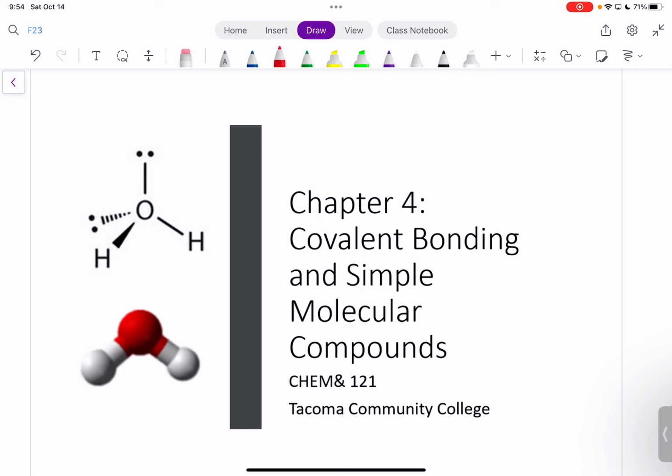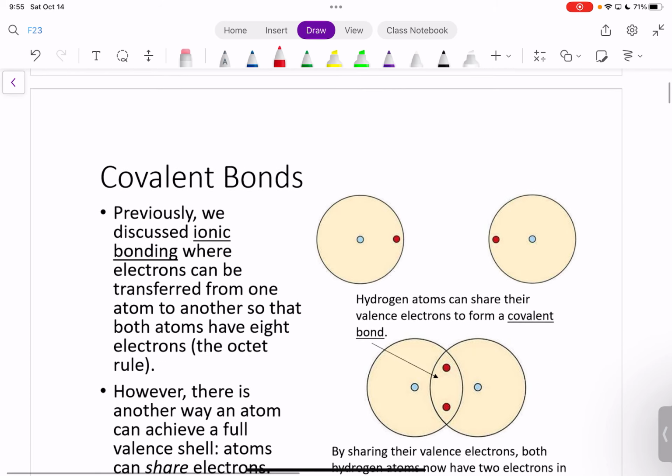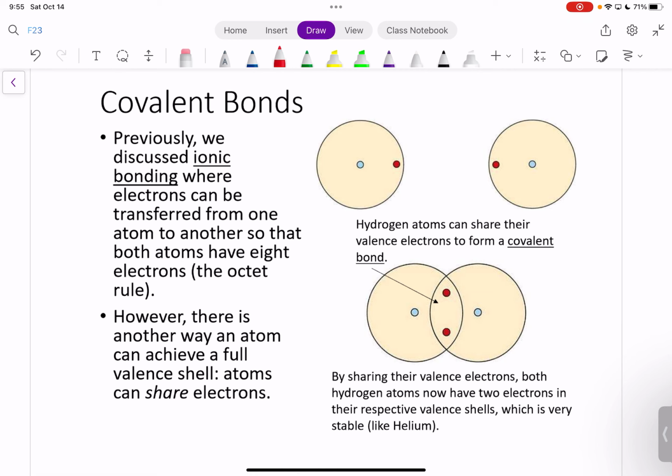In this video, we're going to start chapter 4, which is all about covalent bonding and simple molecular compounds. So the term molecular might be somewhat new, maybe you've heard it before, but molecular actually refers to, or molecules actually refer to, covalent compounds. So sometimes you'll hear me talk about ionic compounds versus molecular compounds or versus molecules, right? Molecular compounds or molecules are specifically covalent compounds. So different, just a distinction there. But what are covalent bonds?